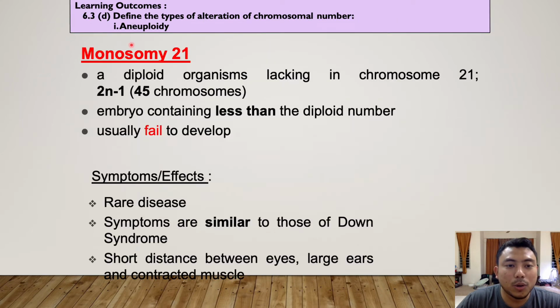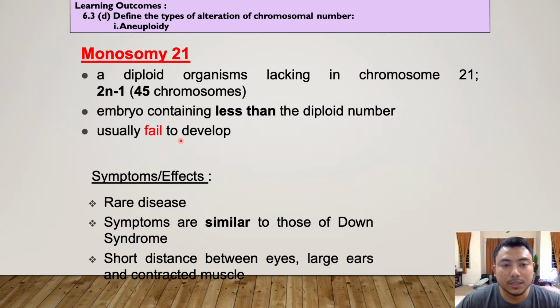So whereas monosomy 21, in monosomy 21, a diploid organism is lacking chromosome number 21. So we're going to call it 2n minus 1, and the chromosome number is only 45. An embryo containing less than the diploid number usually fails to develop.